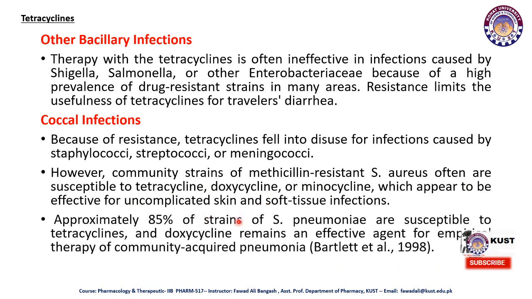Approximately 85% of the strains of Streptococcus pneumoniae are susceptible to tetracycline and doxycycline, and these remain effective agents for the empirical therapy of community-acquired pneumonia. So the reference is Bartlett et al., 1998.